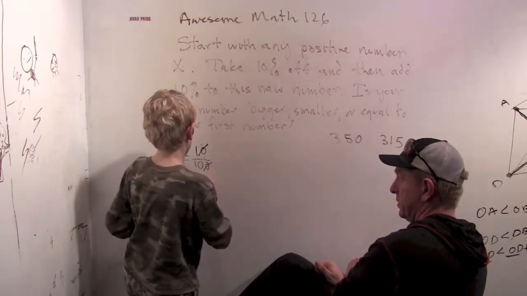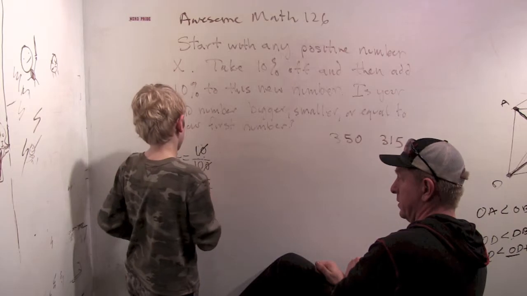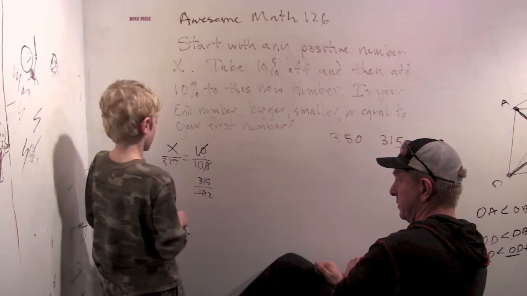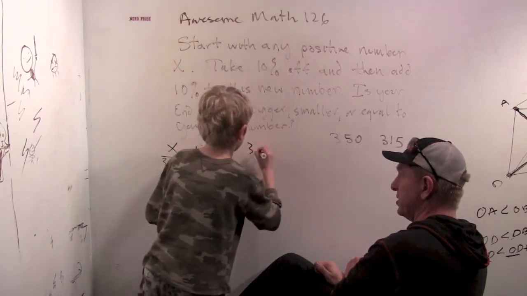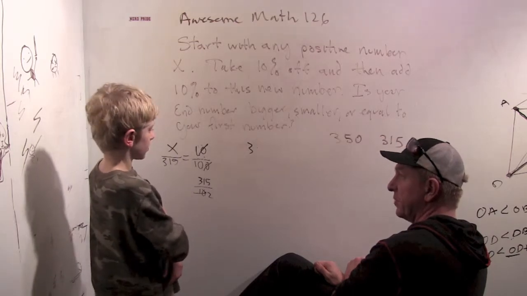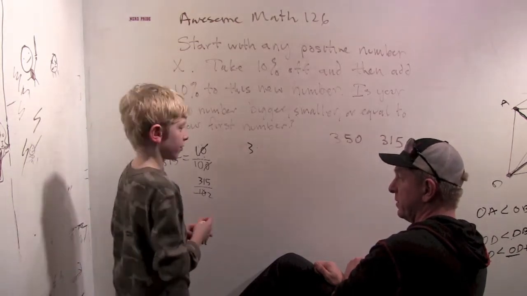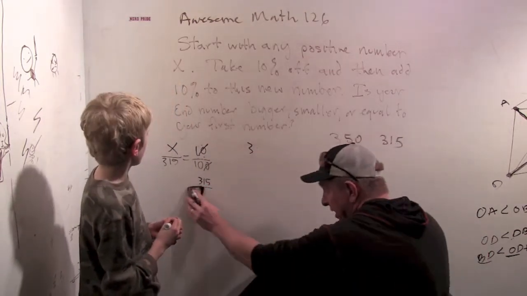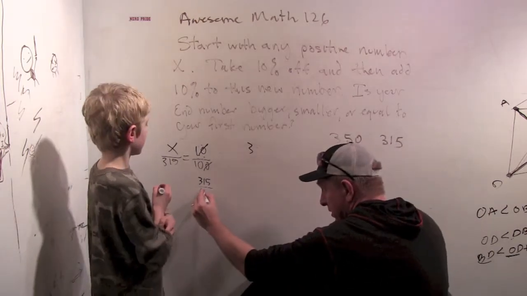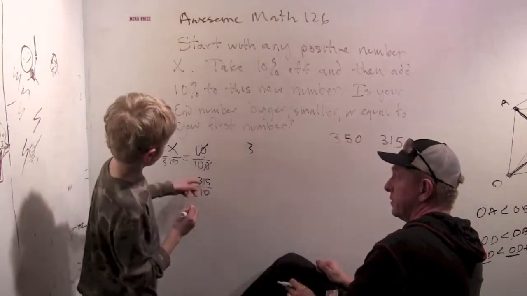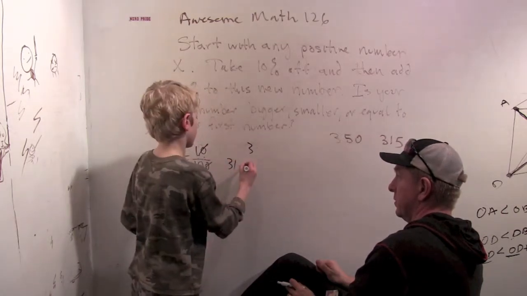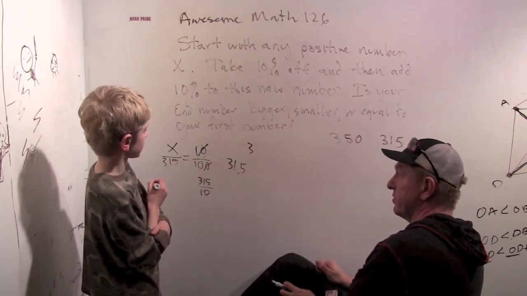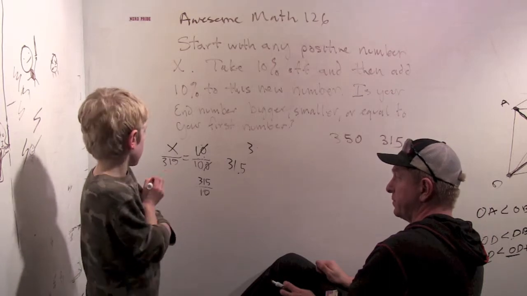So we're at 315 over 10. Well, why don't you tell me as a number, what is 315 divided by 10? It's going to be 31.5. Okay, so that's what this is. 31.5. So that's what 10% of 315 is.